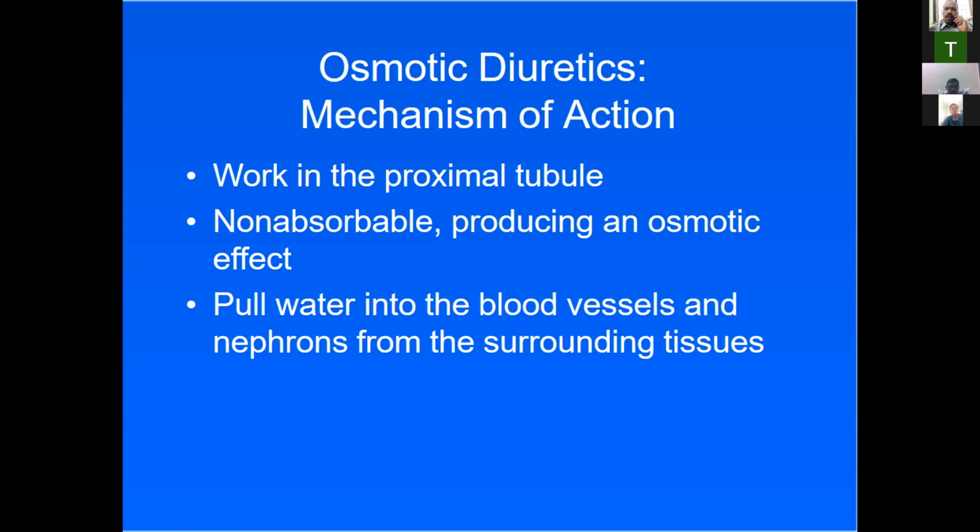So once you are giving an osmotic diuretic like mannitol, when the concentration is increased, it gets collected in the proximal tubule and it produces an osmotic effect. Because of that, pulling of water into the blood vessels and nephrons from the surrounding area occurs. Next slide, sir.